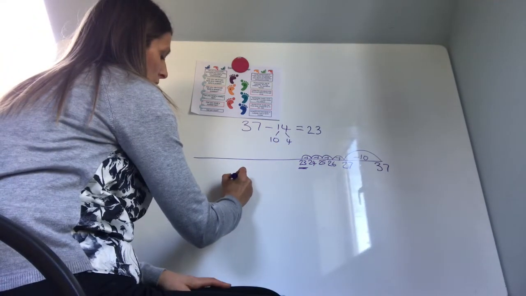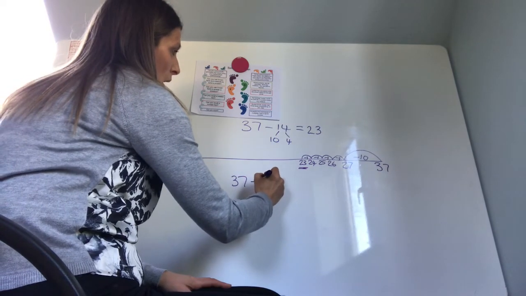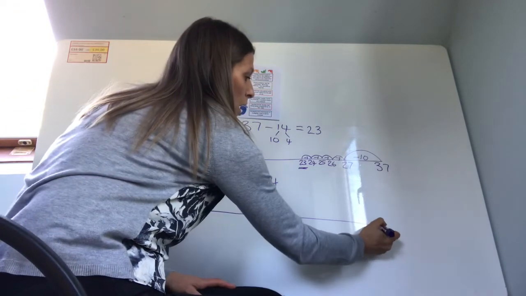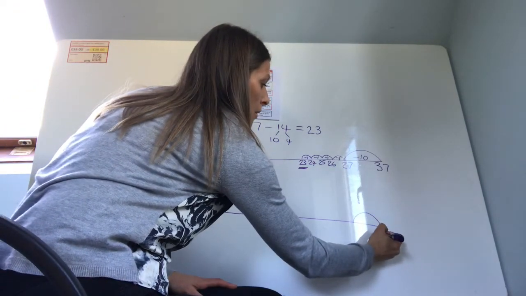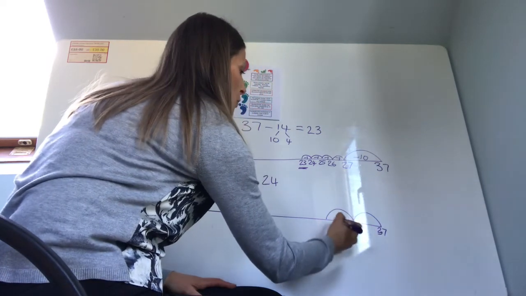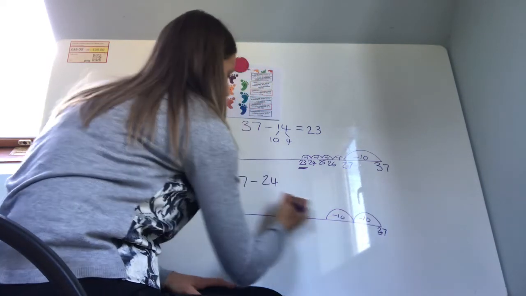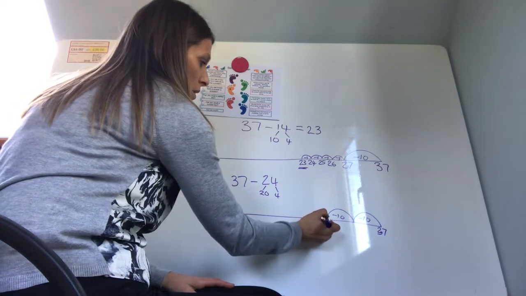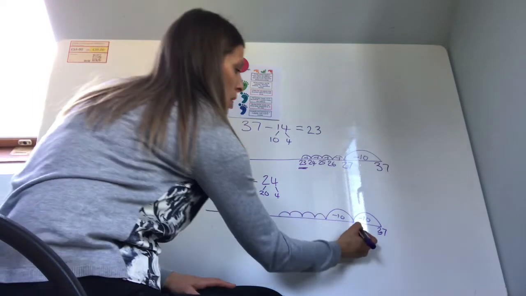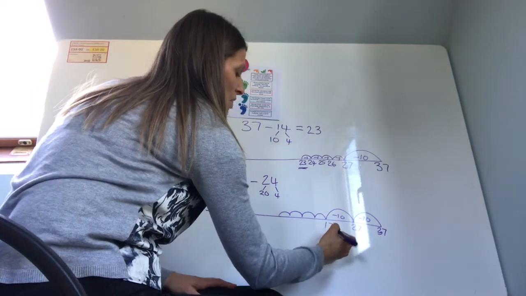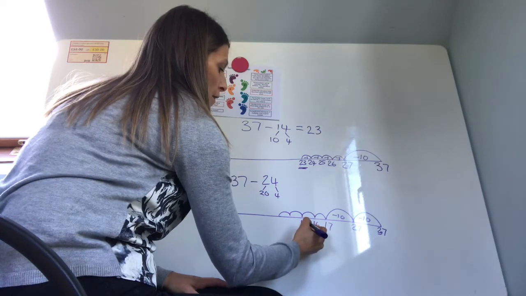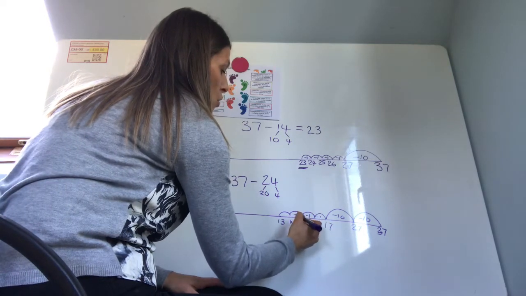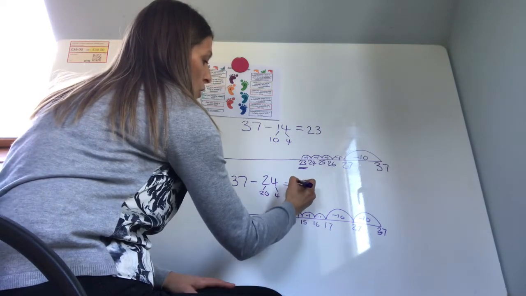So if I did 37 take away 24, I would put my line here and I would jump back 1 10, 2 10s, so take away 10, take away 10, because I've got 2 10s here and 4 ones. So 1, 2, 3, 4. So 27, 17, 16, 15, 14, 13. Don't forget to put all your labels on so you know what you are actually taking away. So my answer would be 13.